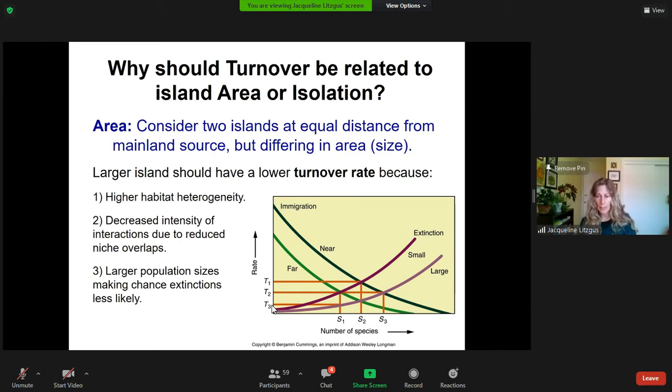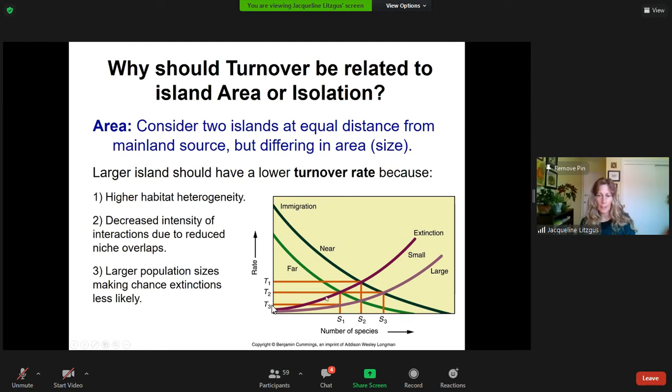We're going to take everything on the near island. We're doing this independent of distance; we're just going to talk about size here. So let's just use the near island to talk about that example. On the large island, if you go to the large island and follow it down, you can see that the equilibrium number of species is high. We said this before, it's S3. But if we take the crossing over to the y-axis and look at the turnover rate, its turnover rate is value T2.